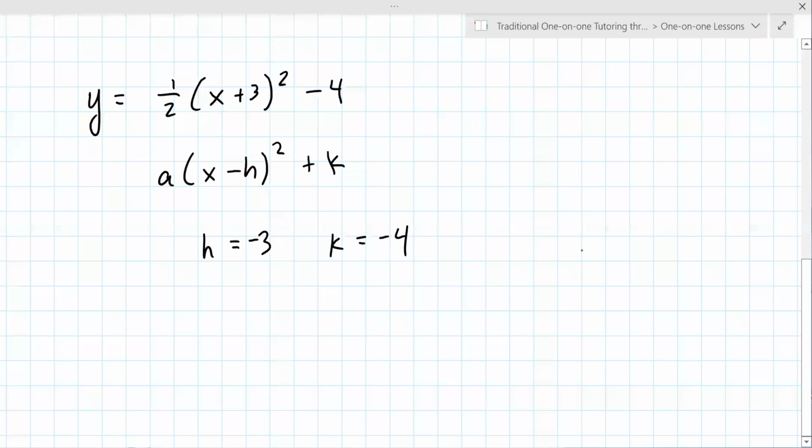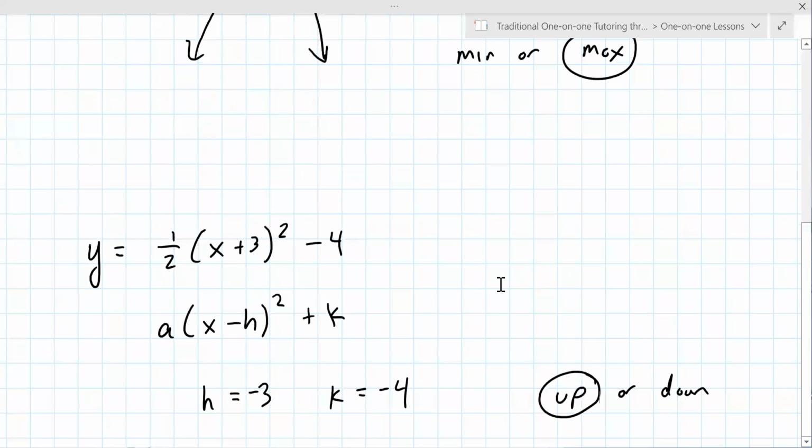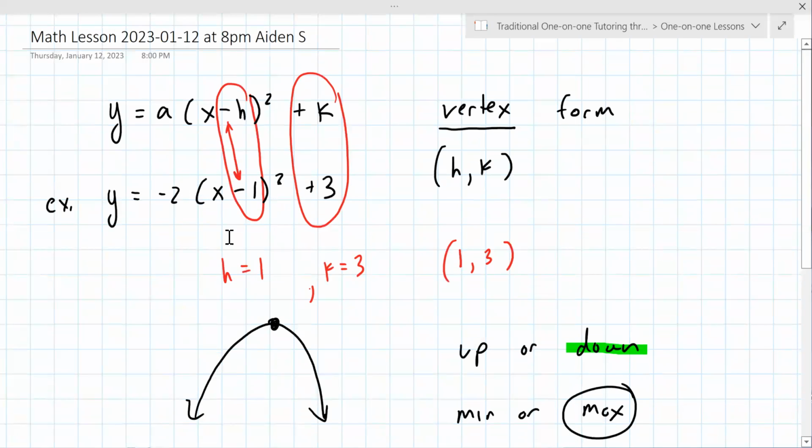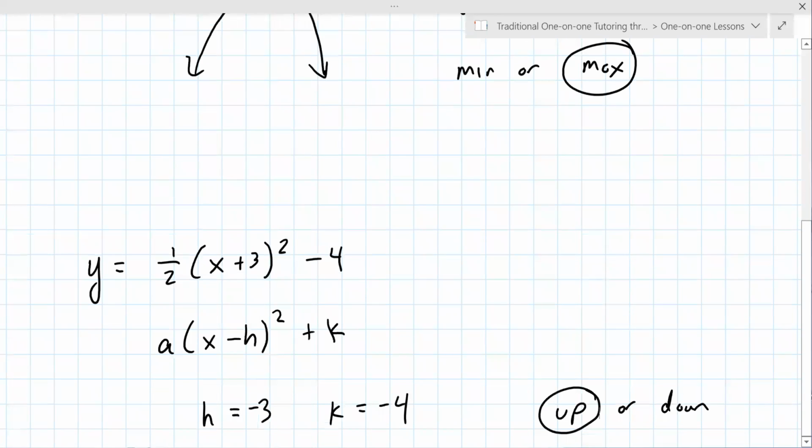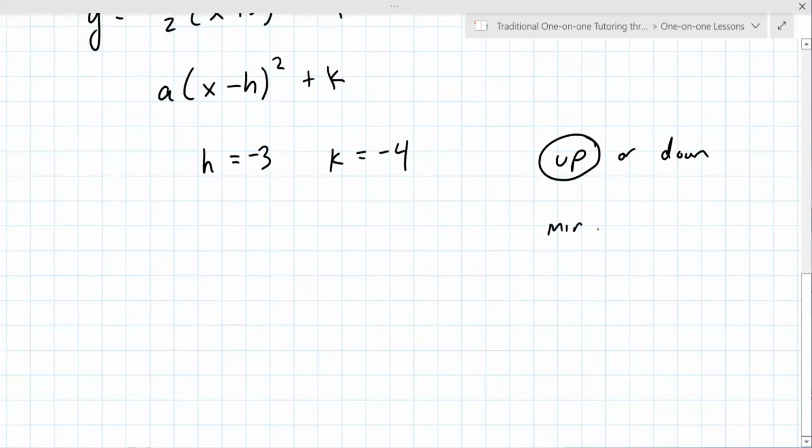Now, does this quadratic open up or down? Down. Okay, so it depends on this number out here. What is the number in front of the parentheses? Positive. So positive opens up. So if the number is positive out in front, it opens up. In the previous problem, the number out in front was negative, so it opened down. Okay, so since it opens up, does it have a min or does it have a max? Min. It has a min.